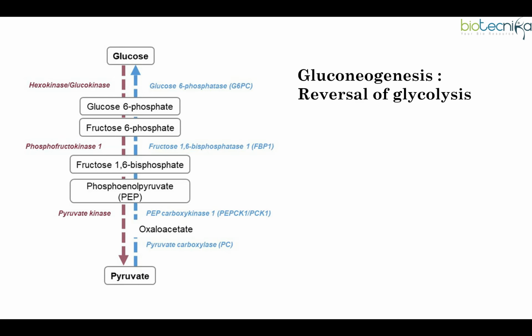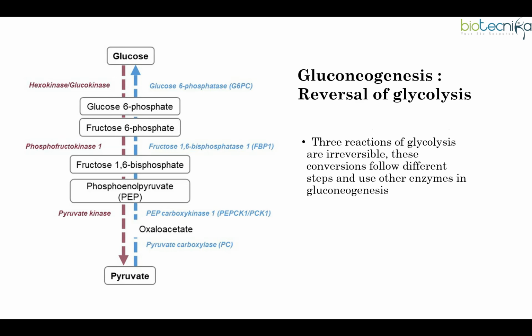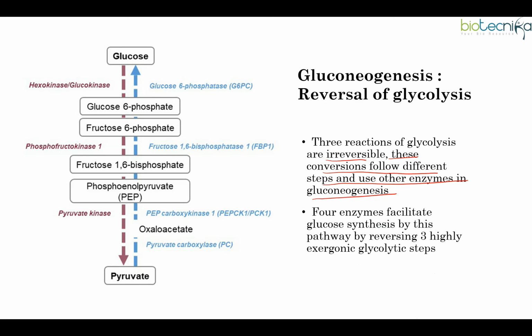As I mentioned, gluconeogenesis is the reversal of glycolysis. Three reactions of glycolysis are irreversible. That means these conversions follow different steps and use other enzymes in gluconeogenesis. Four enzymes facilitate glucose synthesis by this pathway by reversing three highly exergonic glycolytic steps. So from pyruvate, where we were getting phosphoenol pyruvate to pyruvate directly, in case of gluconeogenesis we get it in two steps. From pyruvate we get oxaloacetate, which is a 4-carbon compound, and then again we get phosphoenol pyruvate, which is a 3-carbon compound.